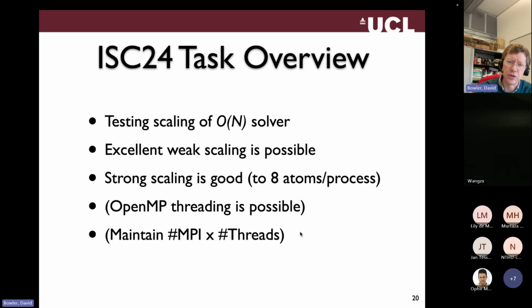It's perfectly possible to look at strong scaling. That will be limited by memory and numbers of atoms. Obviously there's a minimum of about 8 atoms per MPI process. That's at the high end of number of processes. The amount of physical memory available to you on your system will determine how many processes you can go to.